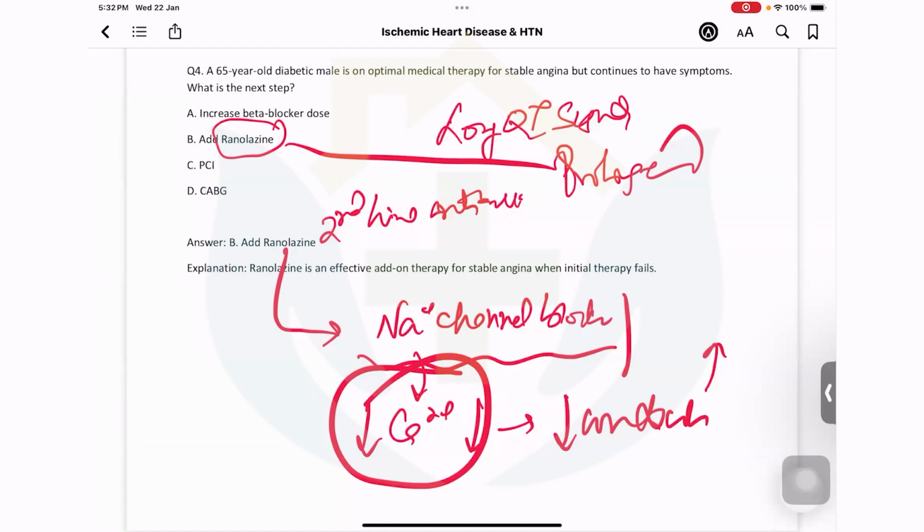As far as ivabradine is concerned, ivabradine is an excellent drug. It is now used right and left because it is approved not only in angina but also in the management of heart failure. It is a funny current inhibitor. It is basically a sinus node inhibitor, ivabradine.